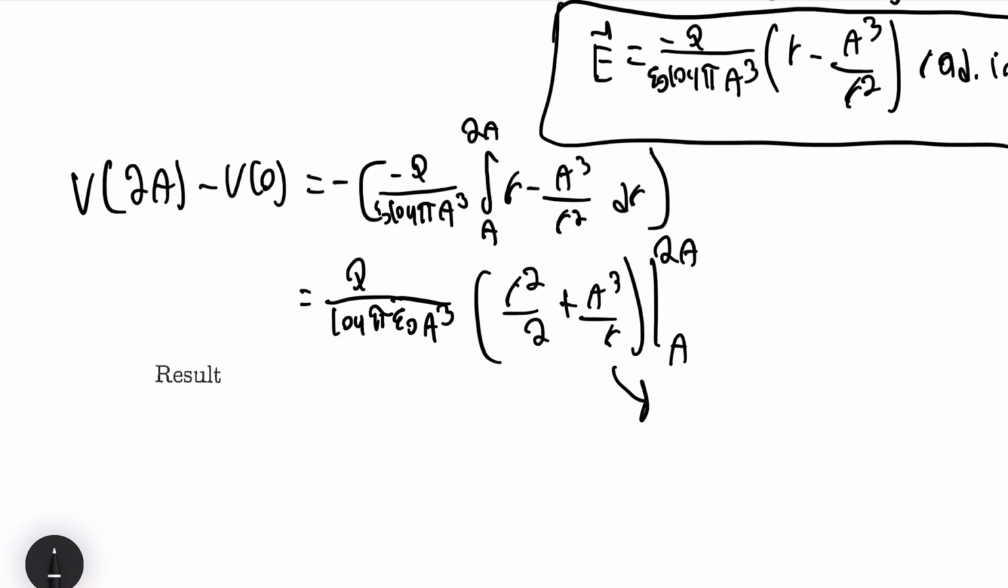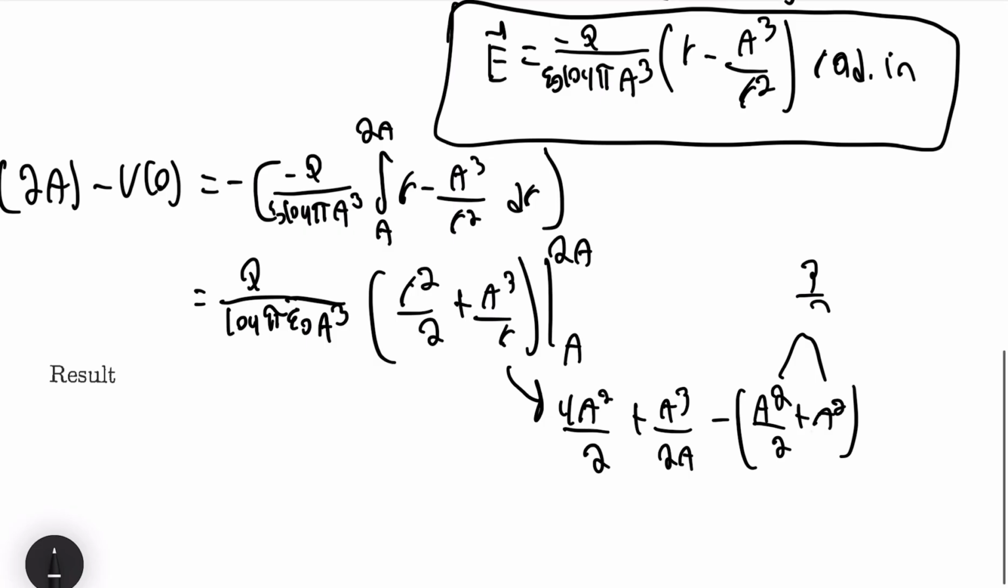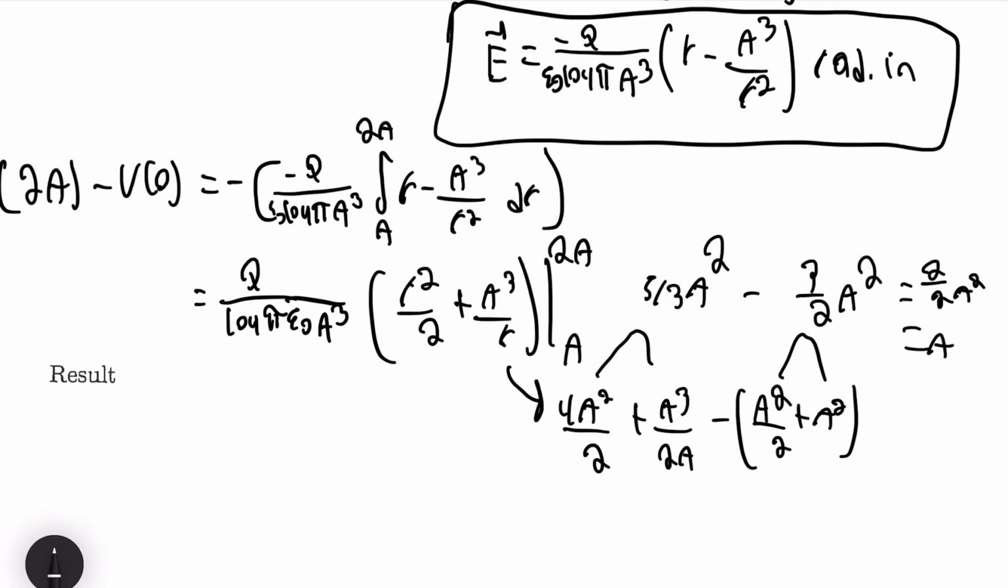So when I plug in the bounds, I'm going to get 4a squared over 2 plus a cubed over 2a minus a squared over 2 plus a squared. This in here is 3/2 a cubed. This over here is 5/3 a squared, not cubed. I subtract these, I'm left with 2 over 2 a cubed, which is just 1. Sorry, I keep saying cube. It's a squared. 2 over 2 is 1, so I'm left with a squared.